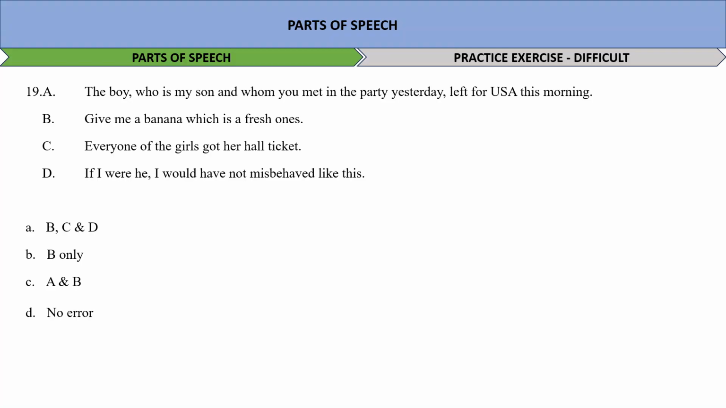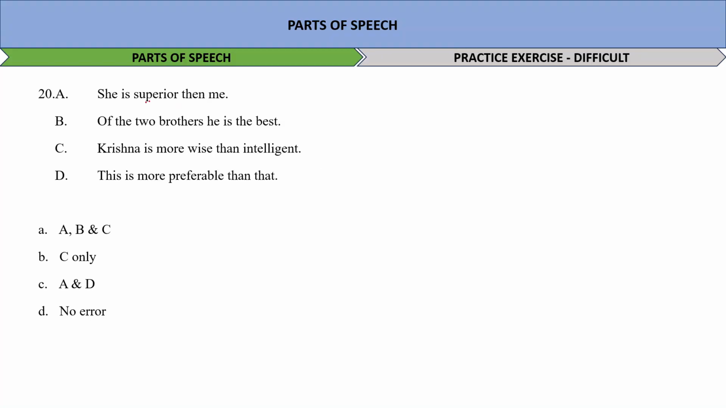Next question. She is superior than me. So when you are comparing someone, and when you're using words like superior, inferior, prefer, etc., you always use the preposition to. She is superior to me or senior to me, and not than.